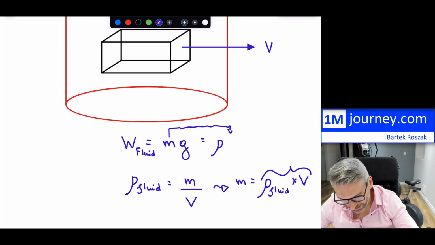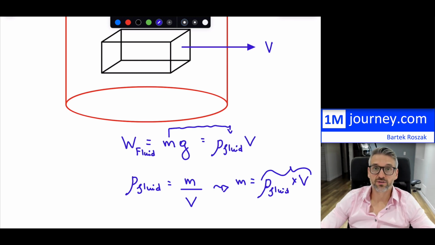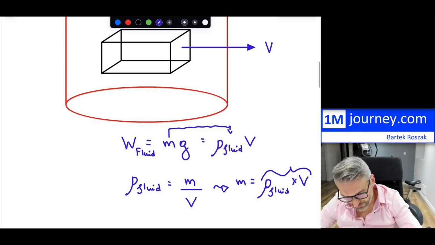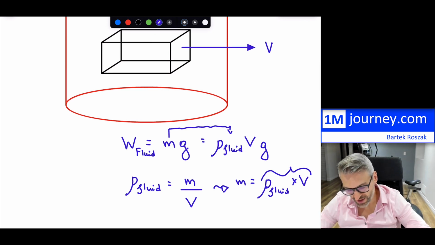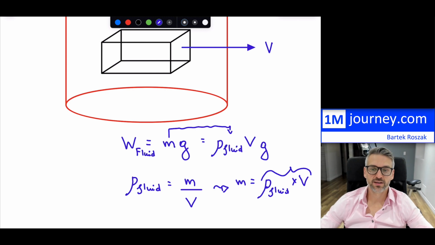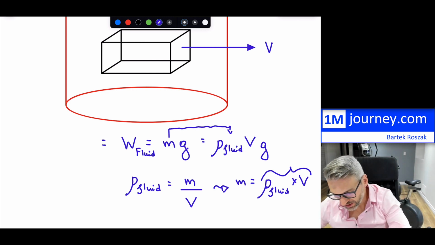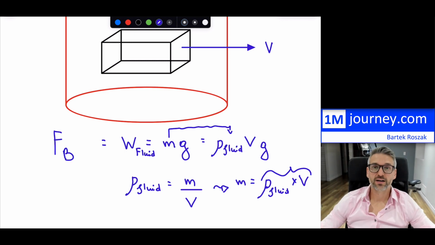So that's the density of the fluid multiplied by the volume. That's the volume that you've displaced of that object. And then if you multiply by gravity, now you know what the weight is. And this weight of the fluid that has been displaced, what Archimedes says is the same thing as the buoyant force you're trying to find. So you can find it in two ways.